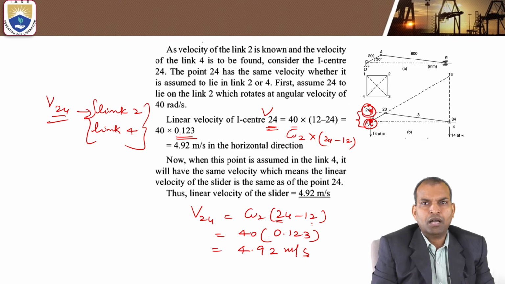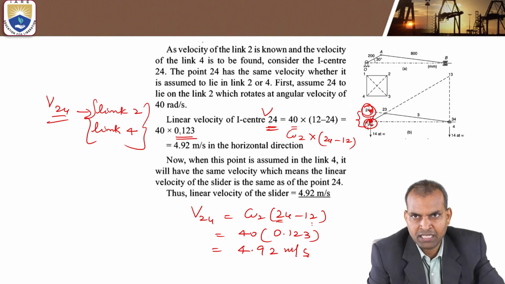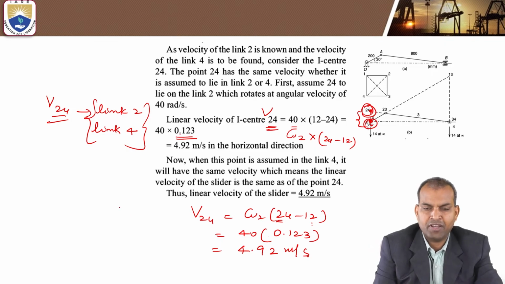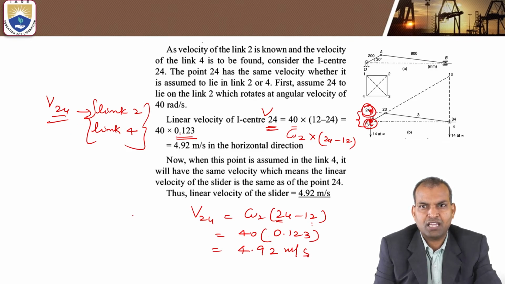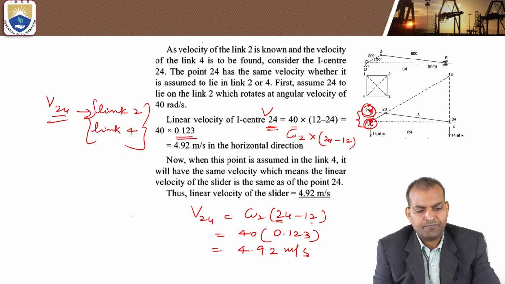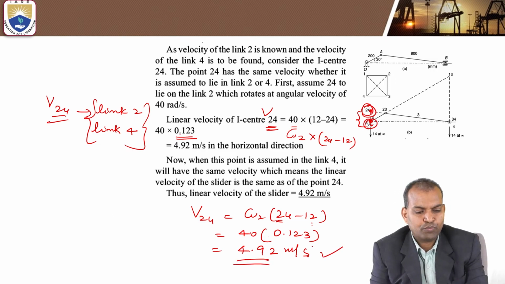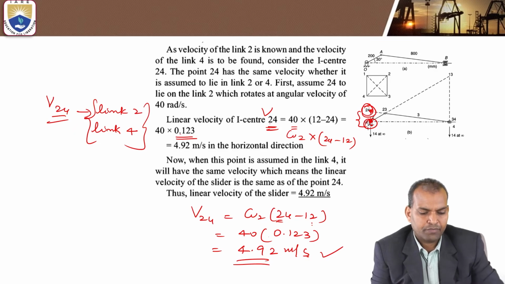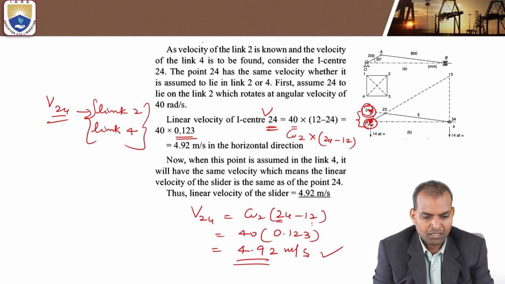Okay. Now, when this point is assumed in link 4, it will have the same velocity, which means the linear velocity of the slider is the same as that of point 24. So what is the linear velocity of the slider? Which link? It is the fourth link. That's why, as I told you, these are the linear velocity of link 2 and also the linear velocity of the slider. So that is also the same, 4.92 meters per second.